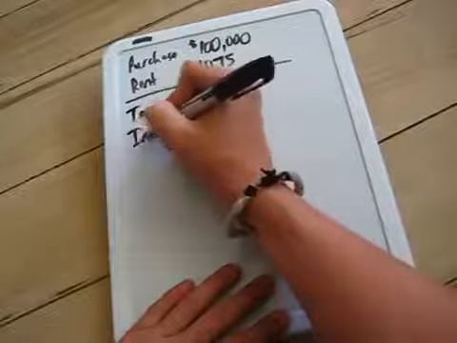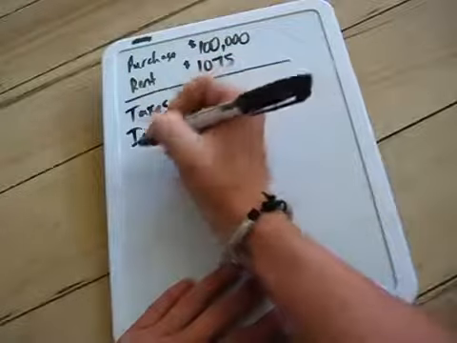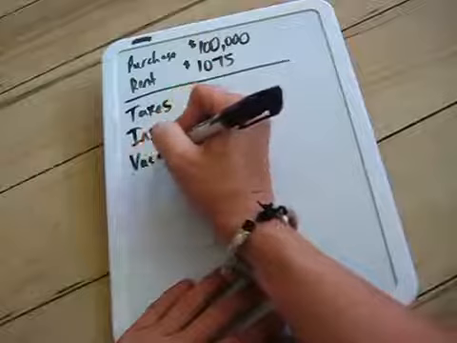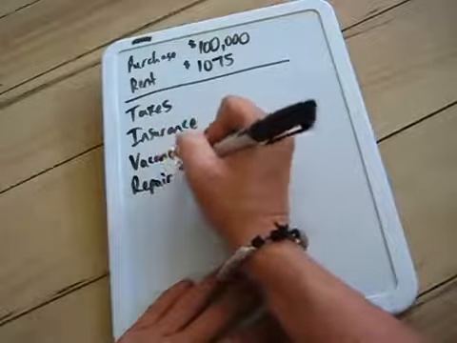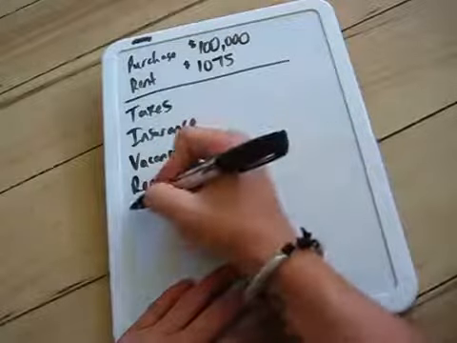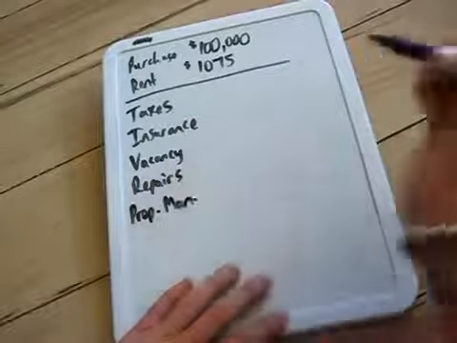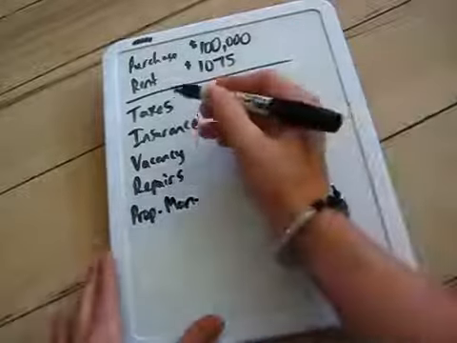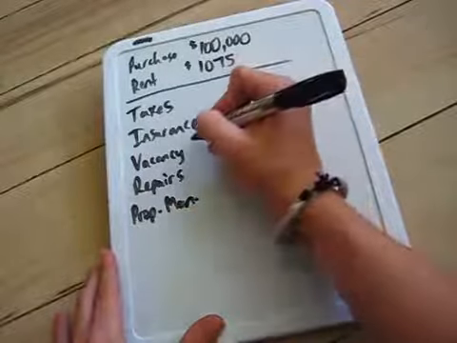Taxes, insurance, again, don't you love my handwriting? I always make an estimate for vacancies and repairs, which I'll touch base on in a second. And then for me, I always use property management. So I have that line. That may be optional. For sure, you're going to have taxes and insurance. Vacancy and repairs are really up for your best guess.